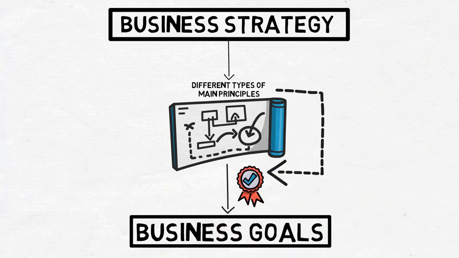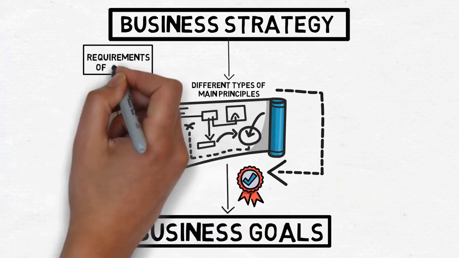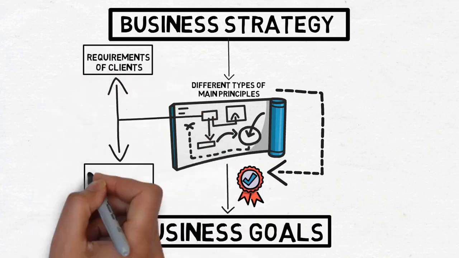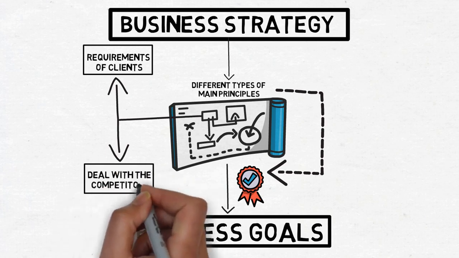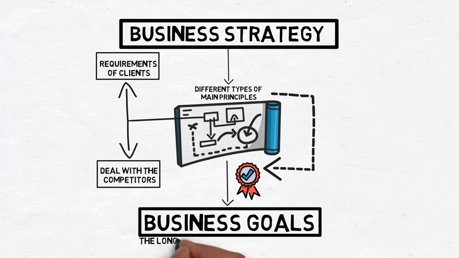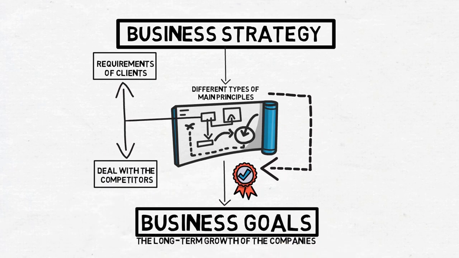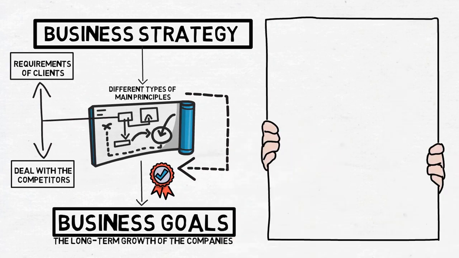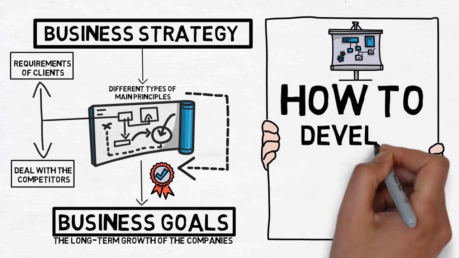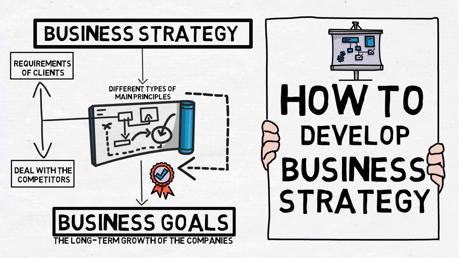For instance, good business strategies define the ways to look at the expectations and requirements of clients, the ways to deal with the competitors, and these also check the sustainability and the long-term growth of the companies. In this video, we are going to share 3 steps on how to develop business strategy for your business.